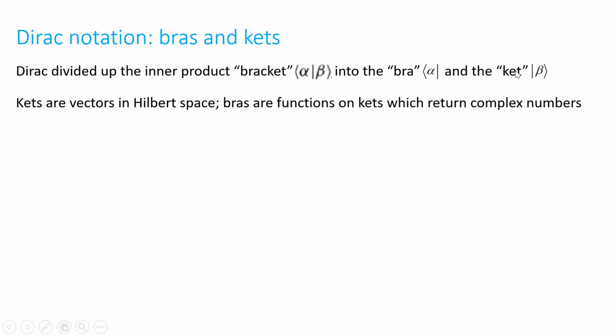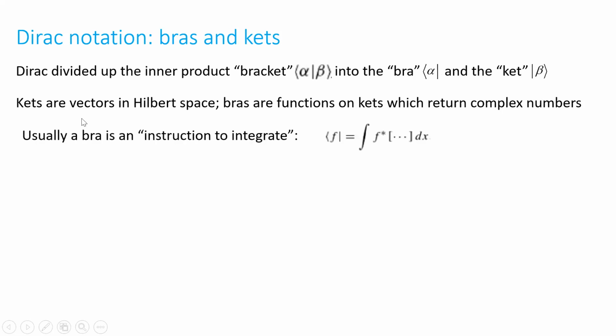So kets are normal vectors in Hilbert space. They're abstract representations of wave functions, not in any particular basis, but they can be projected onto a basis, or represented in a number of different bases. Bras are actually functions on kets, which return complex numbers. So the bra on the left has to act on a ket, and when it acts on a ket, it gives a complex number, because the inner product, say alpha beta, is a complex number.